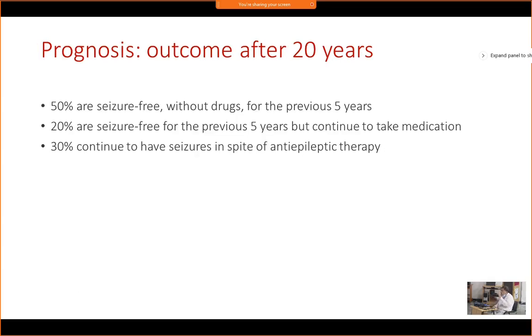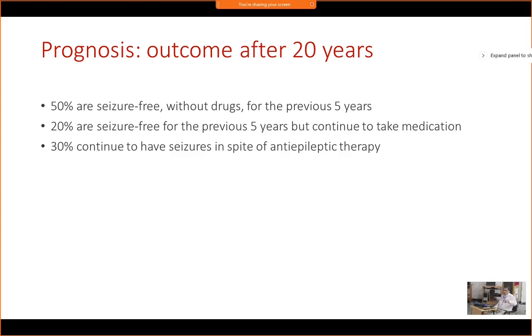Overall, what is the outcome in epilepsy? What happens to these people? Do they die or do they become crippled? 50% are seizure-free, without any seizures and without drugs, for the past 5 years. That means if you follow a person who has been under medical care with seizures 20 years back, and now you find him and ask him, hello, how are you? 50% of them would say that I am without drugs and I am without seizures for the last 5 years. That's quite good.